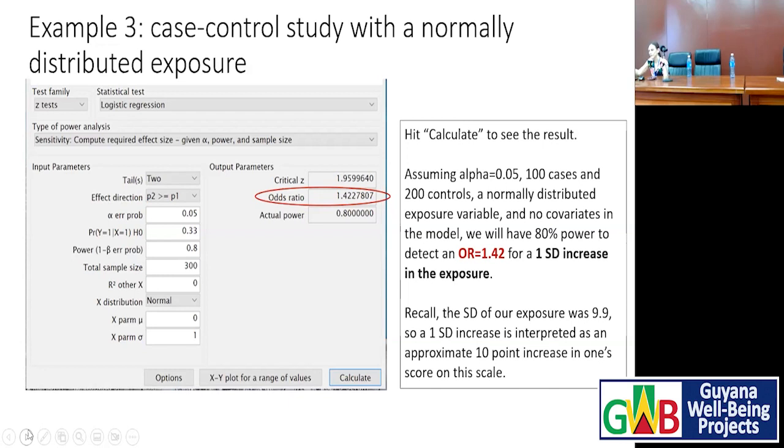Well, this is saying that if we had the scenario described in terms of the population, exposure, et cetera, that if the true odds ratio in the exposed versus unexposed is 1.42 or higher, then we should get a statistically significant p-value when we do the logistic regression.